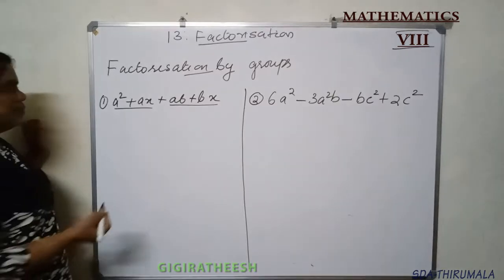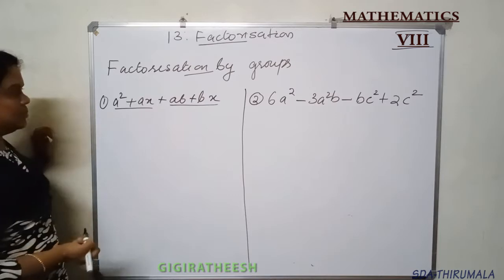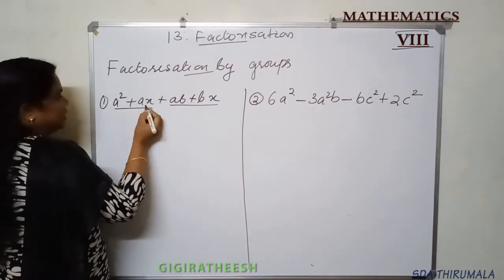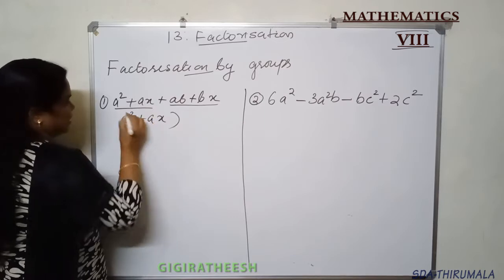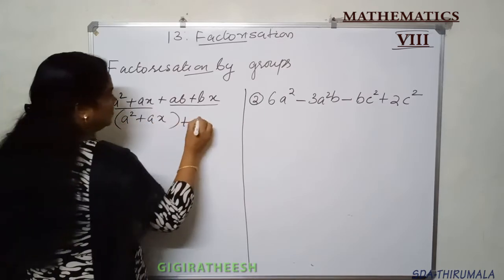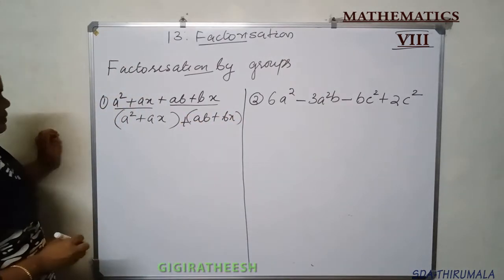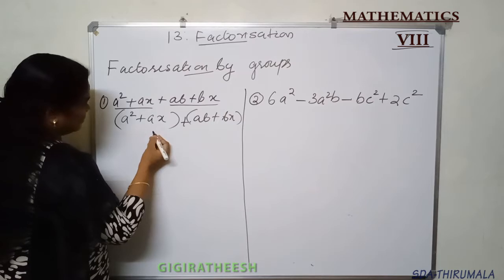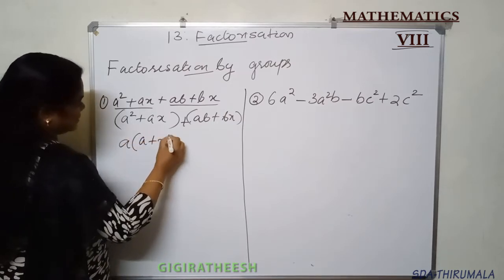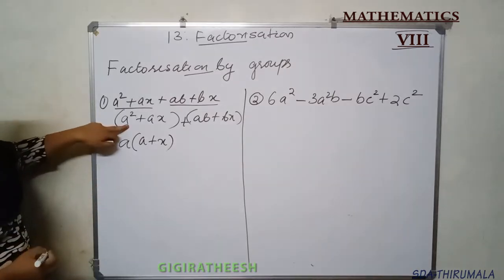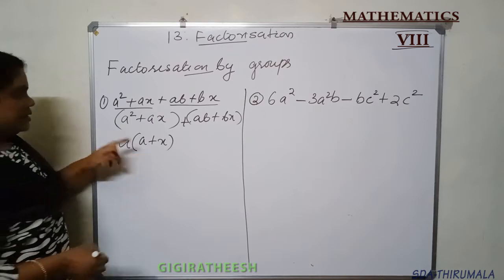While grouping, we take the first 2 terms in one group and the last 2 terms in another group. So first we write a square plus ax plus ab plus bx. From the first group, a is common, so take a outside, and we get a into a plus x.